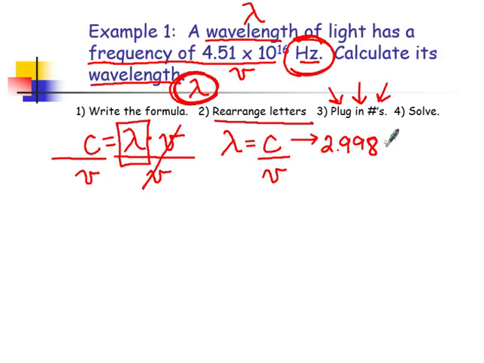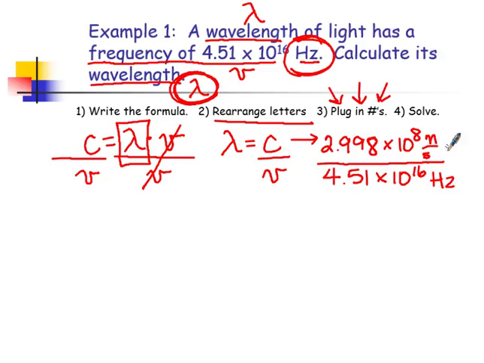2.998 times 10 to the 8th meters per second. We're going to divide that by the frequency, which they happen to give us as 4.51 times 10 to the 16th hertz. Now, as a scientist, my brain automatically goes here and says, uh-oh, there's nothing to cancel out. Did I plug something in wrong? And the answer is no.